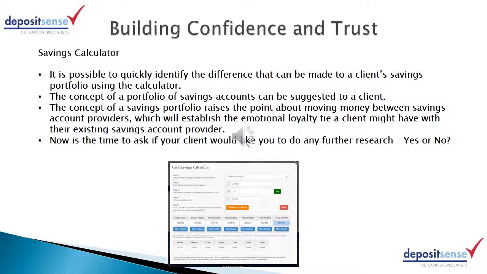proposition. So with the calculator you can very quickly identify what your clients are receiving from their savings and demonstrate to them what they could be receiving. Their emotional attachment to their existing savings account provider will also naturally come out at this stage, because you can start talking to your clients about building a portfolio and how a portfolio will help them to maximise their returns.